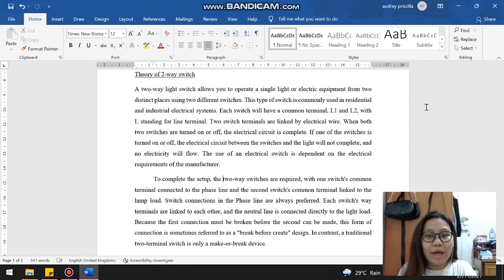Each switch will have a common terminal, L1 and L2, with L standing for line terminal. Two switch terminals are linked by electrical wire. When both switches are turned on or off, the electrical circuit is complete. If only one of the switches is turned on or off, the electrical circuit between the switches and the light will not be complete and no electricity will flow. The use of an electrical switch is dependent on the electrical requirements of the manufacturer.